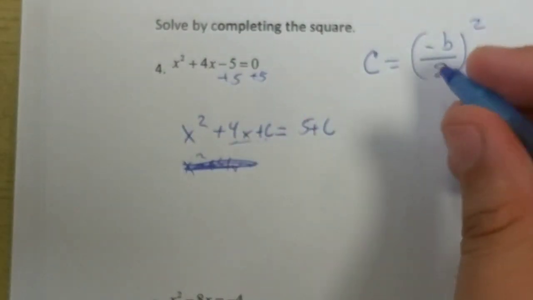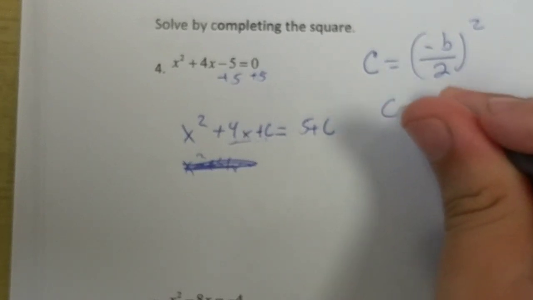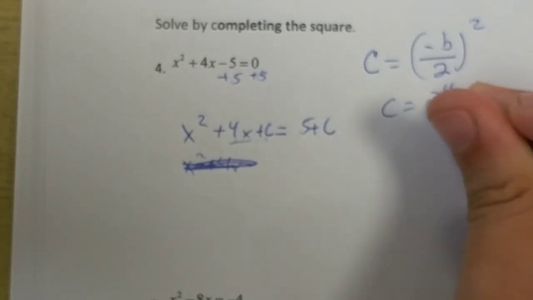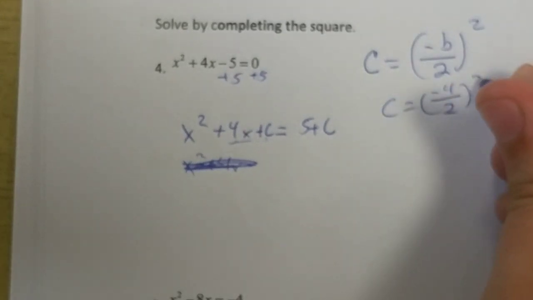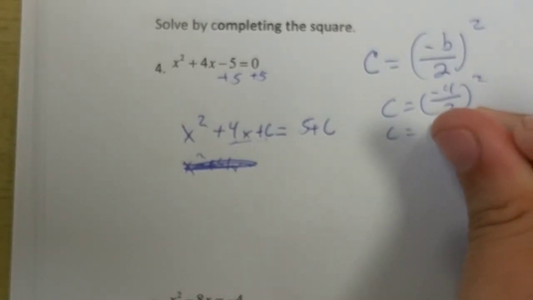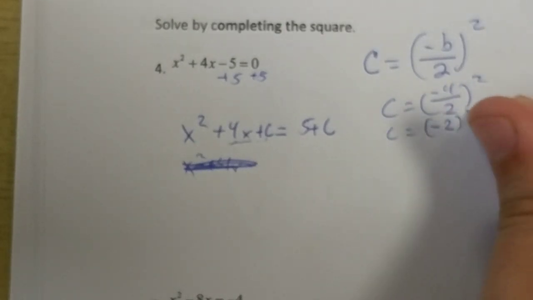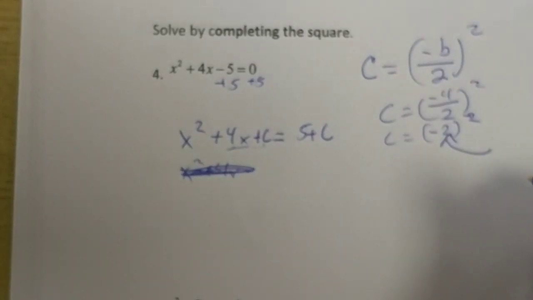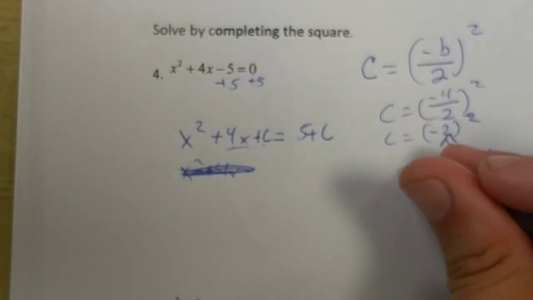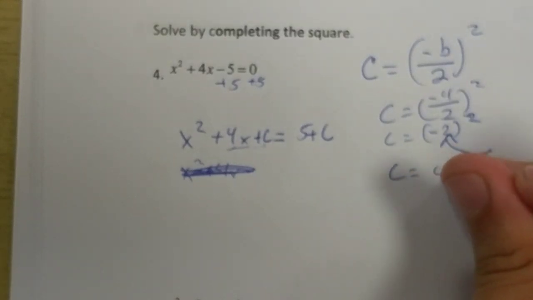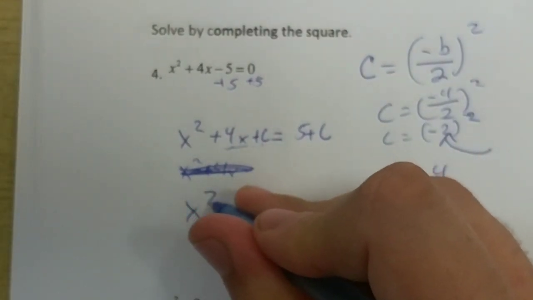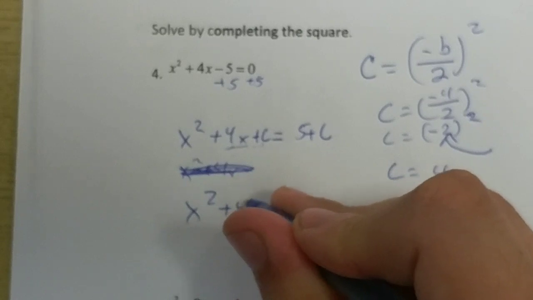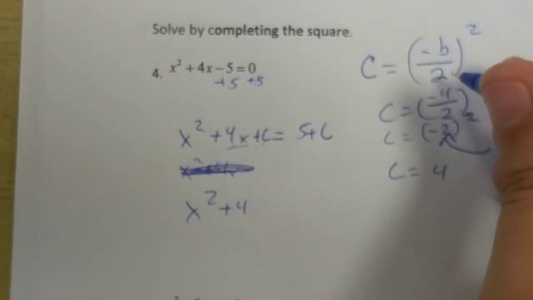So, what is b? B is always the number in front of just x. So c equals negative 4 over 2 squared. C equals negative 2 squared. Keep in mind that number right there. C equals 4. So x squared plus 4. Oh, it's a positive 4.